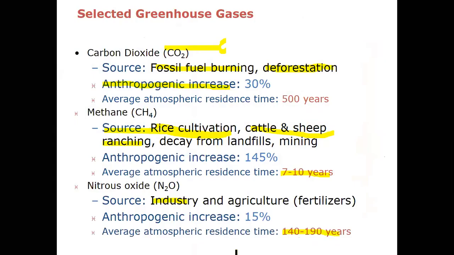So what is residence time? Residence time means, for example, carbon dioxide residence time is 500 years. So one molecule of carbon dioxide takes 500 years to go beyond the atmosphere or enter into space. If those greenhouse gases are available in our atmosphere, only then does global warming occur. Global warming occurs if greenhouse gases are available in our atmosphere.